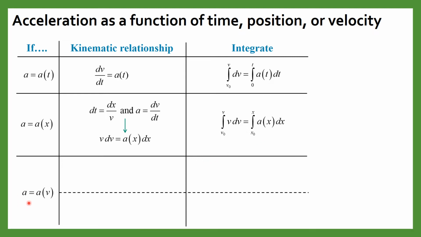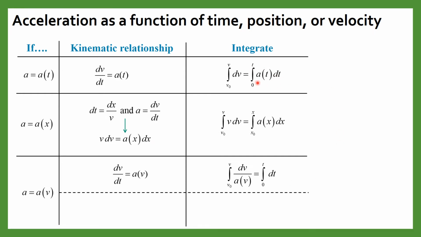And the third option is acceleration as a function of velocity. In this we again use the first relationship, dv by dt, and in this case a is a function of velocity. So you need to integrate again. This time we have not taken dt here, because now acceleration is a function of velocity. So you can clearly see the difference between this equation and this equation.